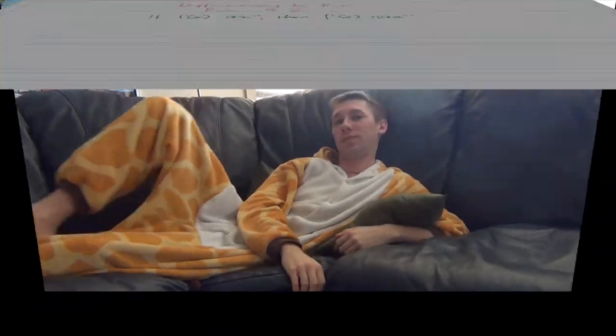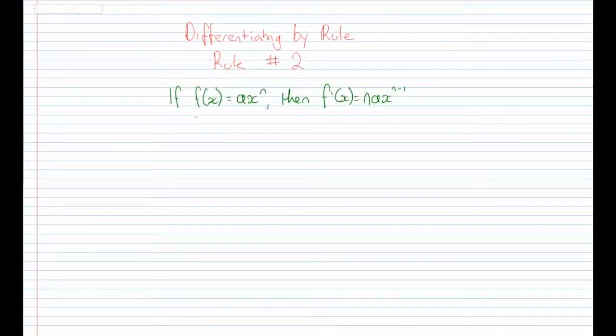Now it's time for rule number 2. Rule number 2 when differentiating by rule is if f of x is equal to a times x to the power of n, then f dash of x, or the gradient function, is equal to n times a times x to the power of n minus 1.